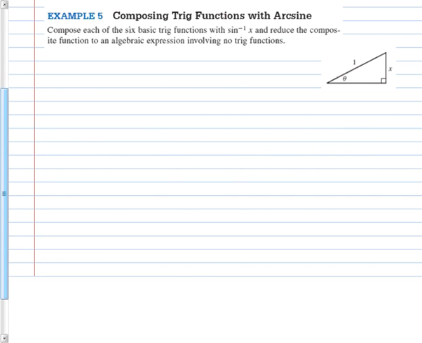Composing trig functions with arc sine or inverse sine. So here they say, compose each of the 6 trig functions. We'll figure out what that means here. Inverse sine of x means the angle whose sine is x. So there must be some angle that when I take the sine of it, I get x. So that would have to be a triangle whose opposite was x and hypotenuse was 1, so that when I took the sine of it, I get x over 1, which is x.